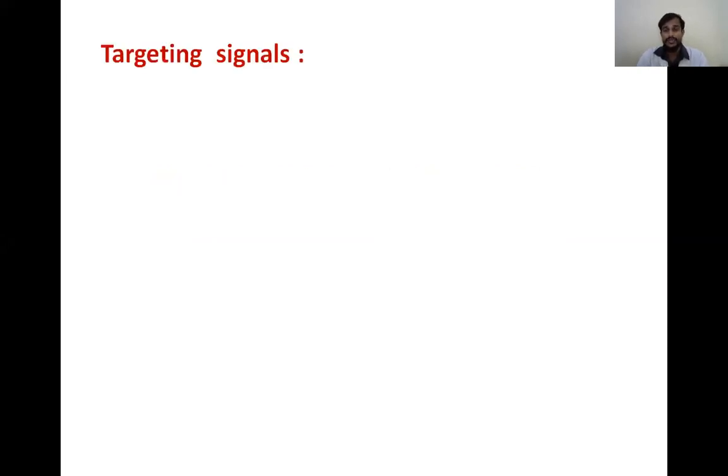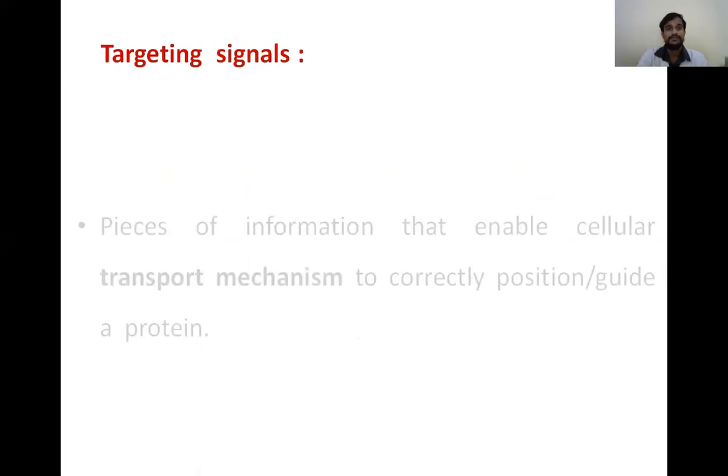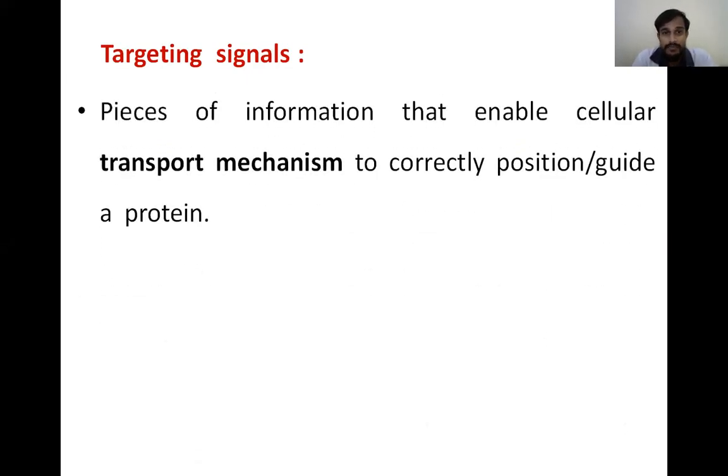Targeting signals. So these are being guided by targeting signals. These targeting signals will guide the different proteins formed in the cytoplasm to go to different target destinations. So where are we getting these target signals from? These target signals are nothing but pieces of information which are enabling the cellular transport mechanism, that means the translocation of the proteins.